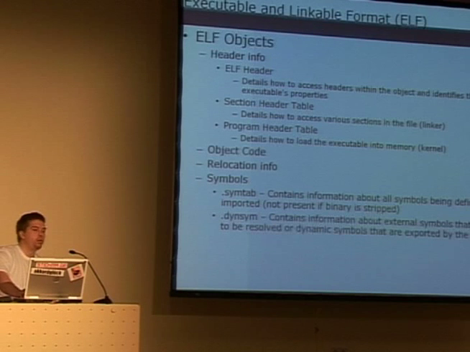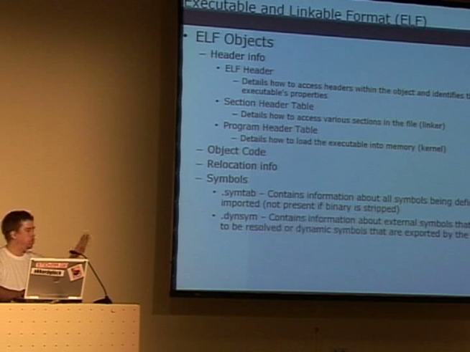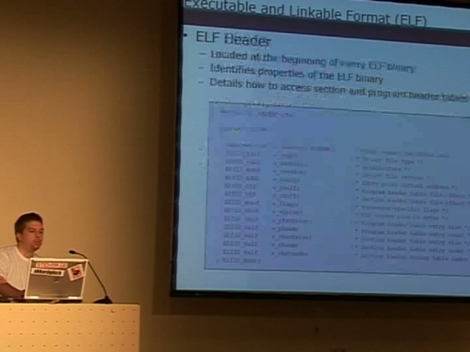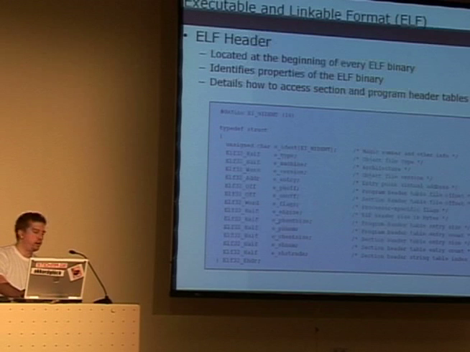So just real briefly, ELF objects are composed of an ELF header, which defines the overall structure of the file. It has pointers to where the program header table is, which is what the kernel will interpret as the memory layout information, and also section header tables, which is what the linker will interpret for its various fix-ups and relocations. And then, of course, object code and specific symbol tables. And then the ELF header looks like this.